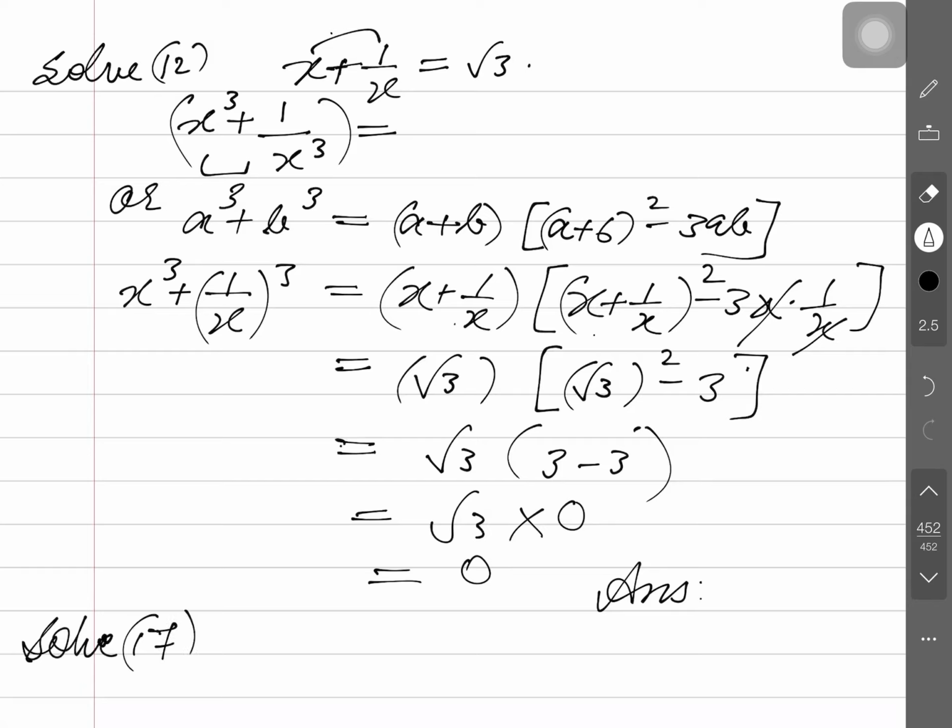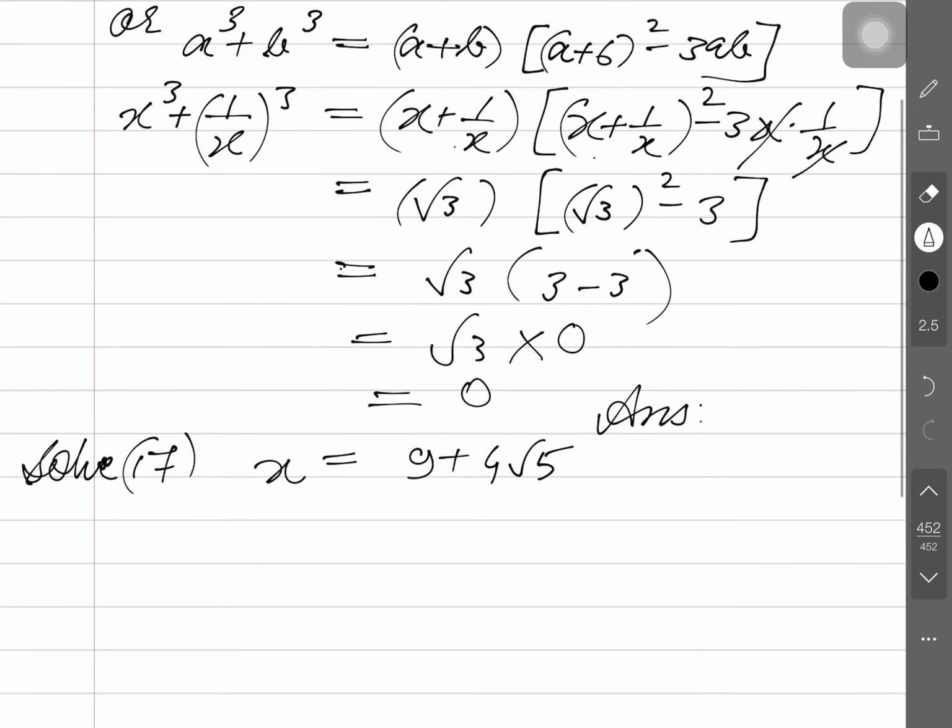It's a 17. Since x is 9 plus 4 root 5, what is to find out here? Sorry, x plus 1 by x. This is to find out. Okay, so what is the method of finding this?